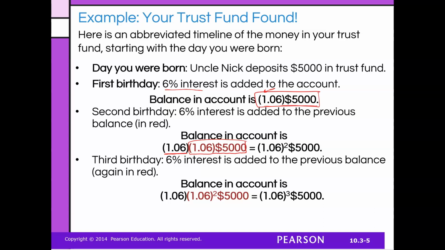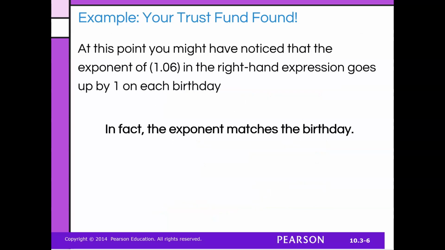Now, the third birthday, you're getting even more. Remember, this is what's year 2, and now this is what's being multiplied for year 3. So you can see how it's just growing. At this point, you probably noticed the pattern that the exponent in the right-hand expression goes up by 1 on each birthday. In fact, the exponent matches the birthday.